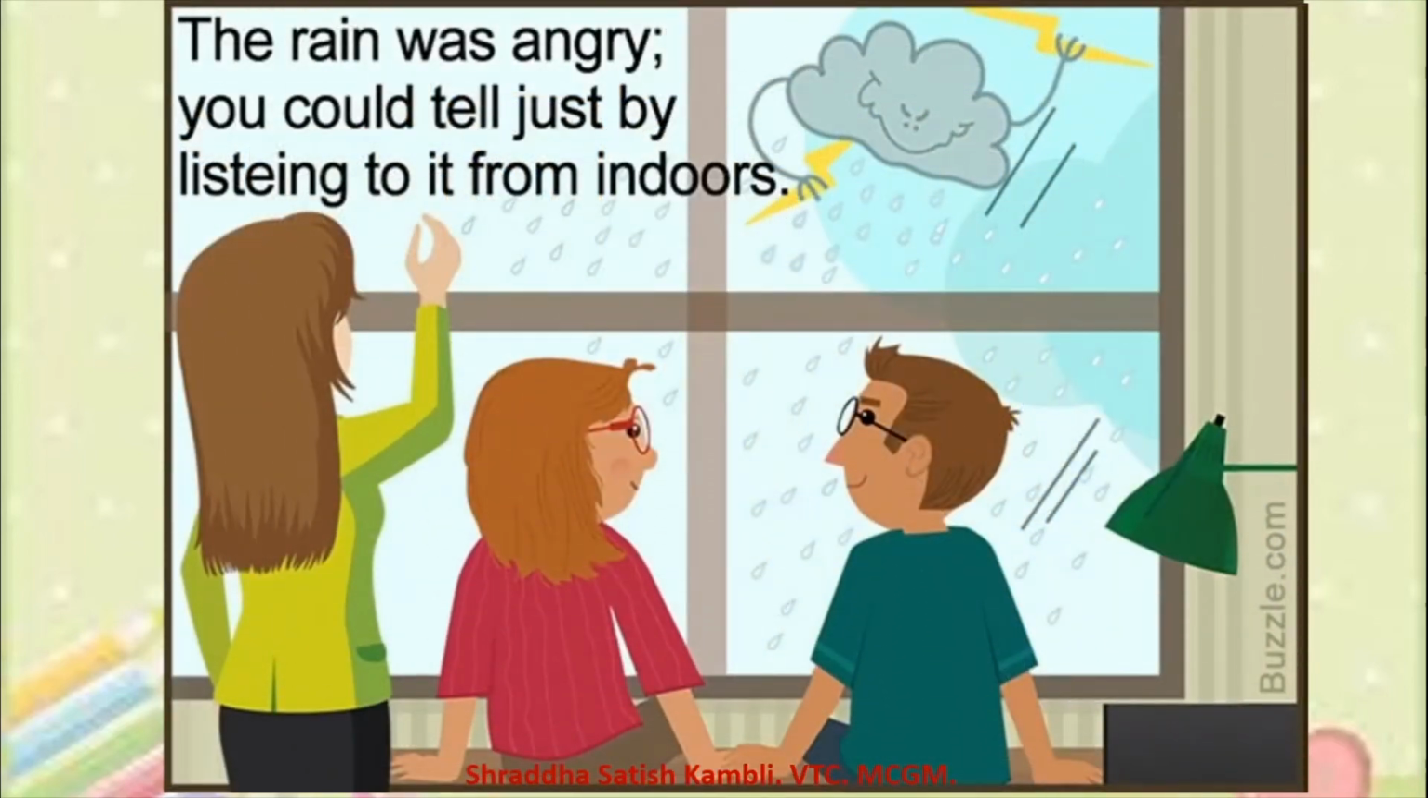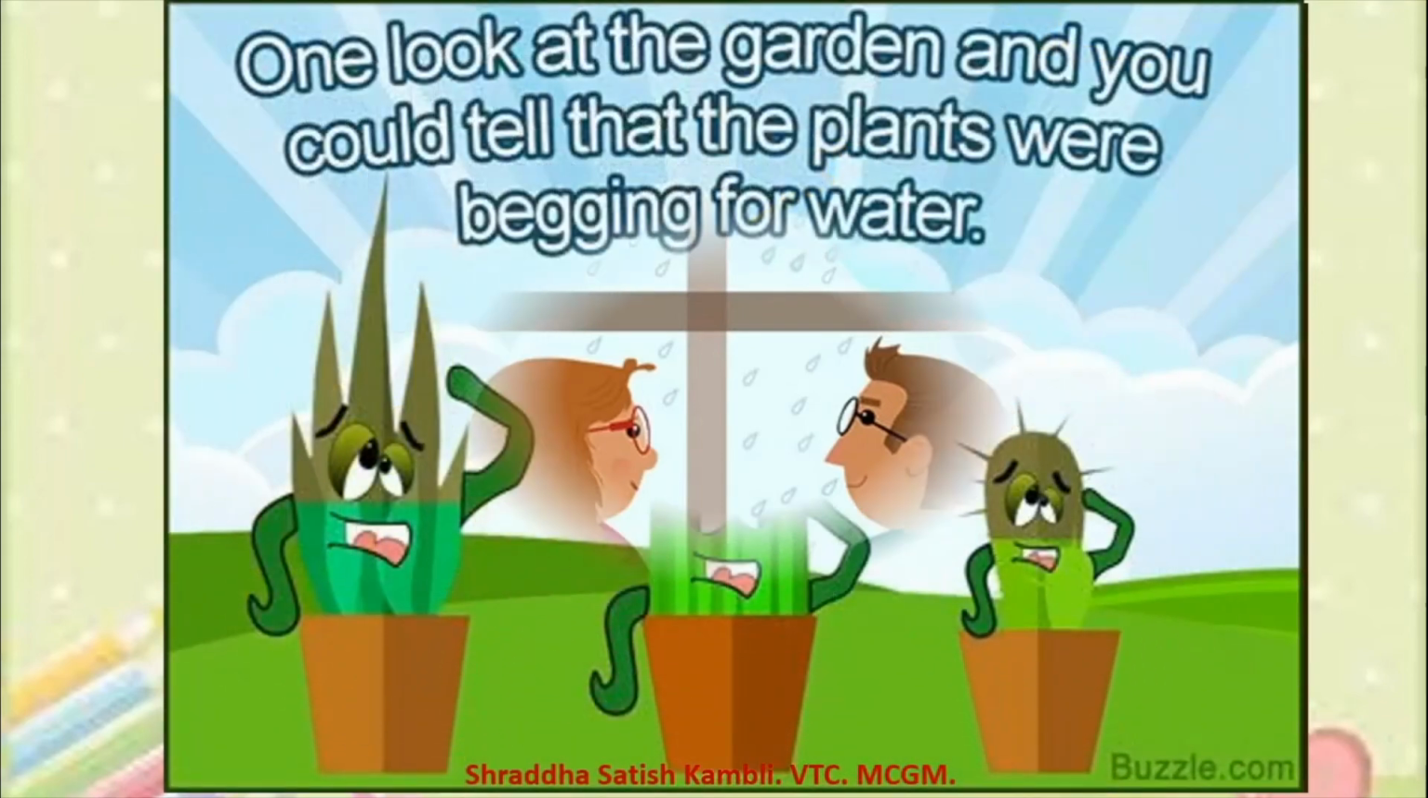The rain was angry. You could tell just by listening to it from indoors. That means the rain was angry. Can the rain become angry, children? Does the rain have any emotion? Is the rain a living thing to get angry? Not at all. But then why are they saying it? Because the rain must have been very hard that day. Okay, there must have been a lot of thunder and lightning, and it must have been a very heavy rain. That is why they're saying the rain was angry. So, this is an example of personification. Let's see one more example.